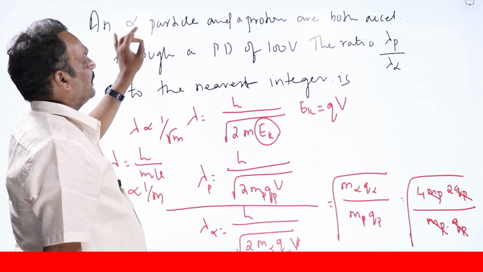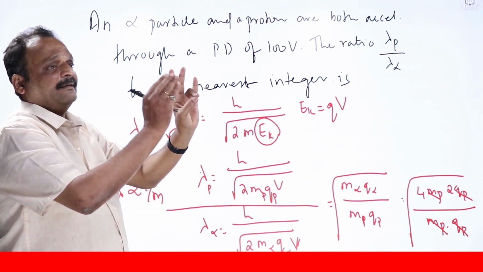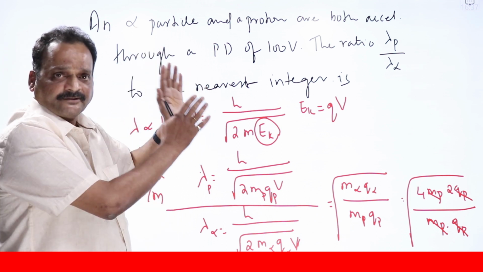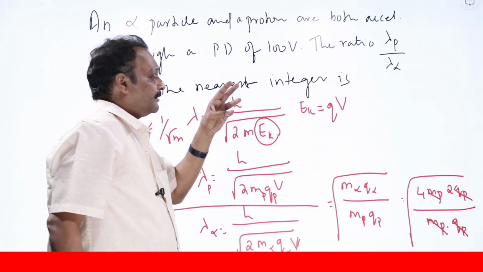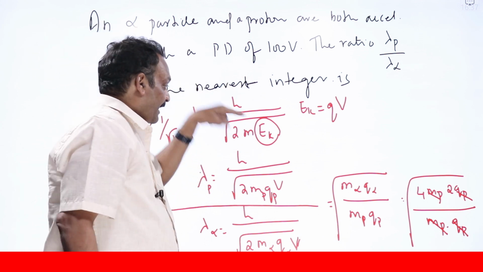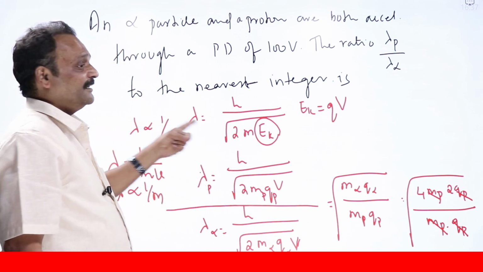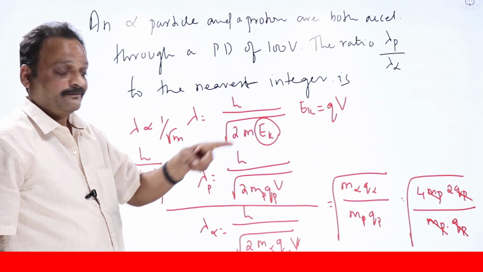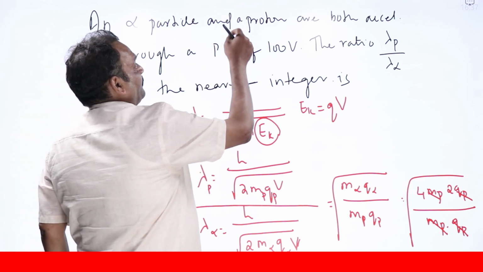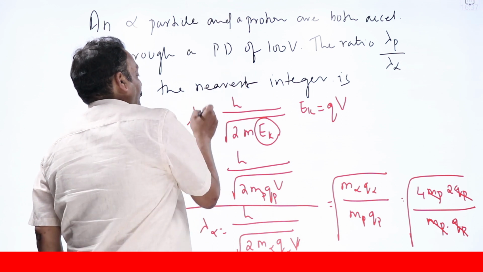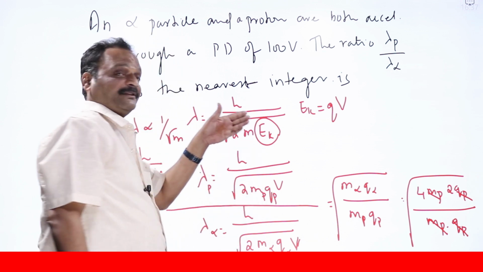Proton, deuteron and alpha particle are accelerated through the same potential difference. What is lambda p is to lambda d is to lambda alpha? That you can take as an exercise. And if the proton, deuteron and alpha particle have the same kinetic energy, what is the ratio of their de Broglie wavelengths? The reverse can also be expected. A proton, a deuteron and an alpha particle all have the same de Broglie wavelength. Find the ratio of their kinetic energies.